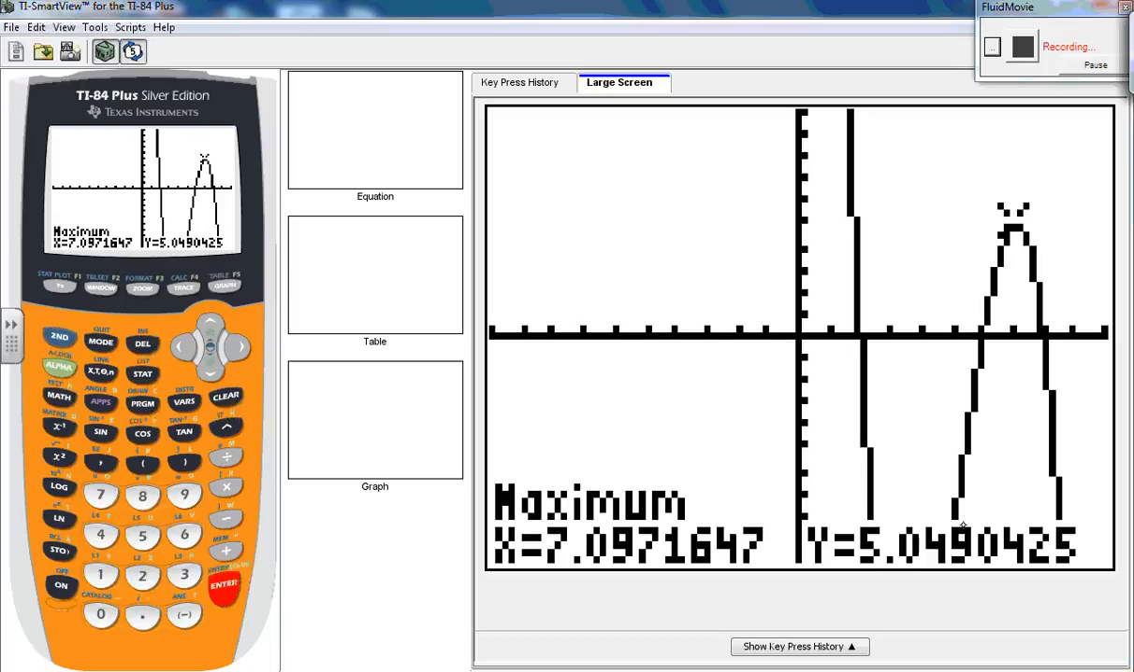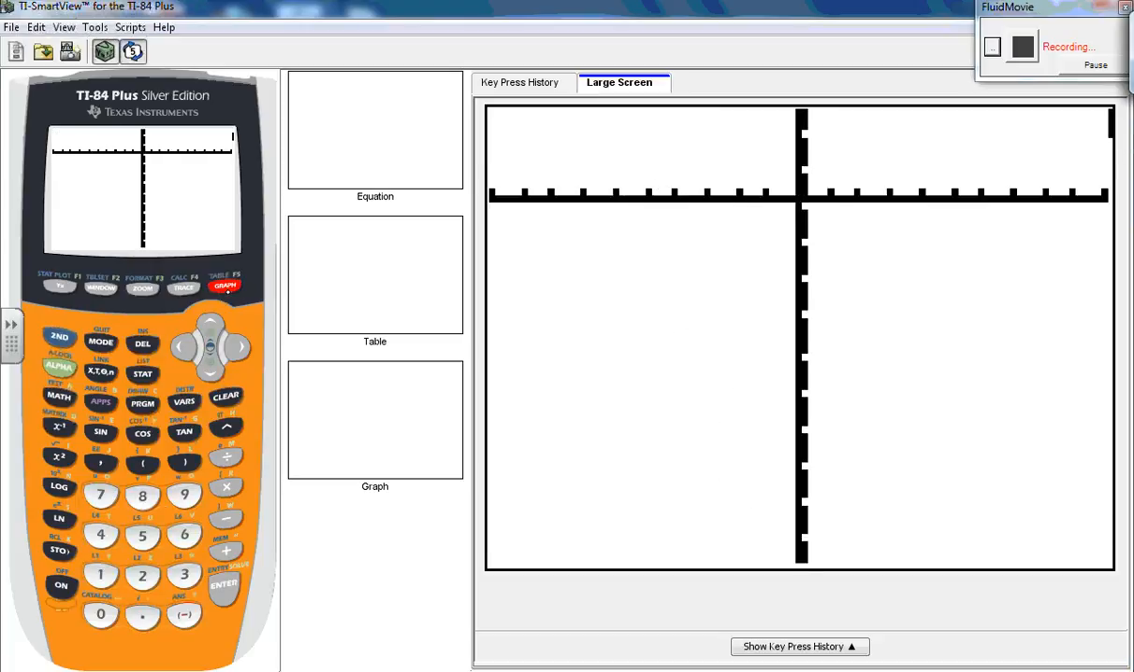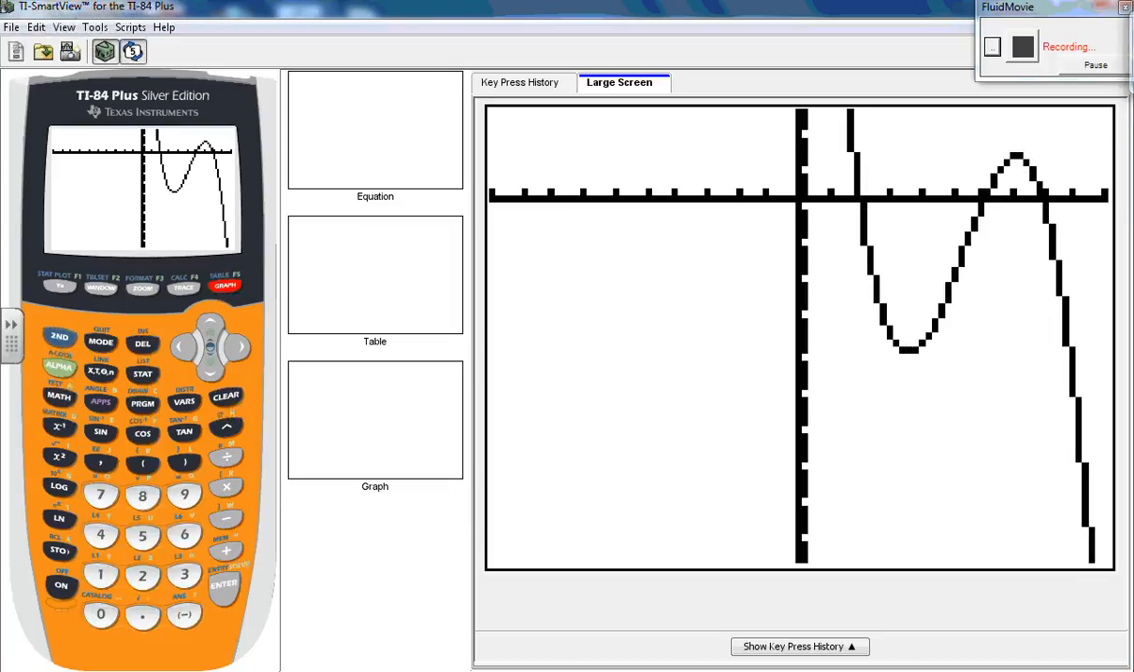Now the problem with the relative min right now is we can't see it, and if we can't see it, we can't calculate it. So I'm going to go to Window, and for our y min, I'm going to drop it down to, I don't know, negative 40. It's really just kind of a guess for me at this point. I just want to be able to see the bottom of that curve, and I can.